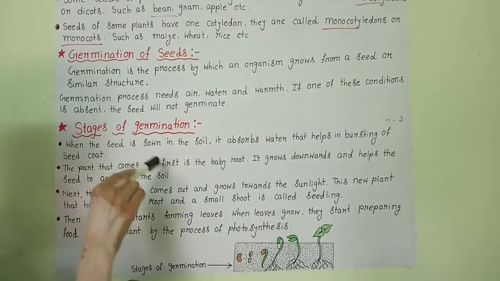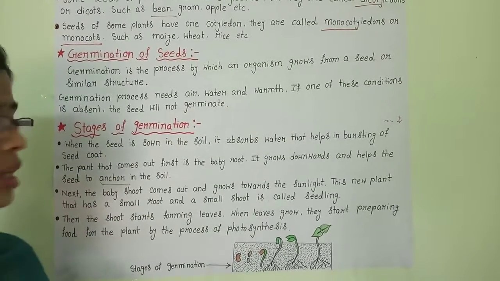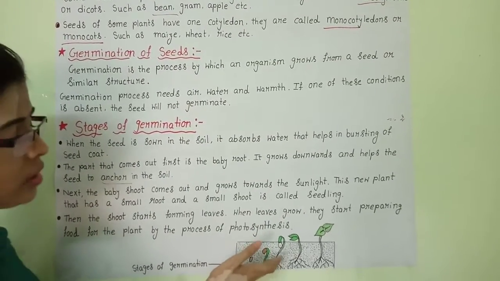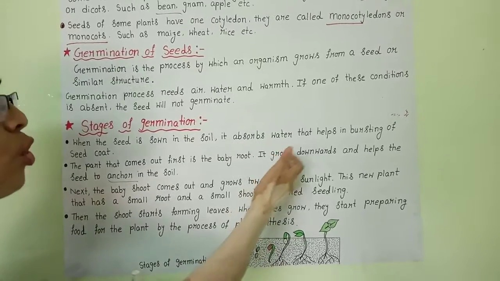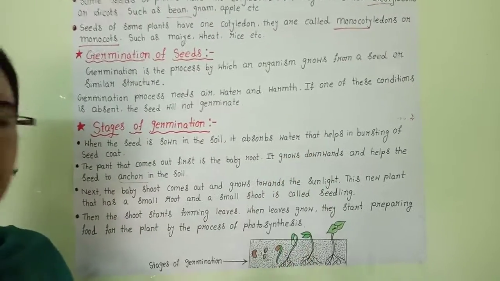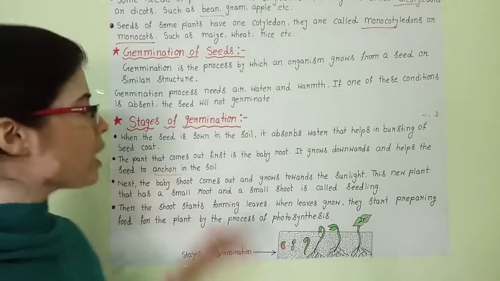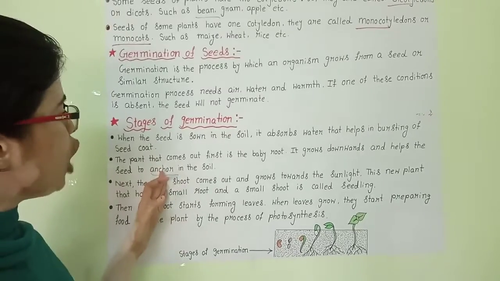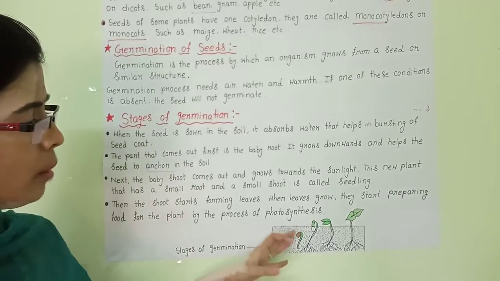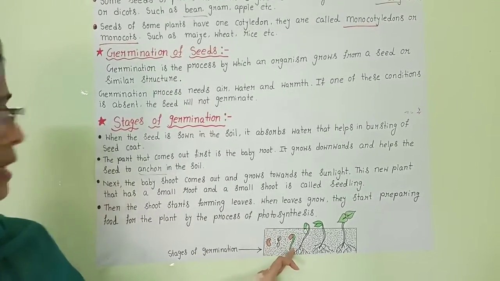The part that comes out first is called the baby root. That means which part comes first? The root part comes first. It grows downward. Downward means under the soil, and it helps the seed to anchor in the soil. What is the meaning of anchor? Anchor in the soil means to hold the root properly and firmly in the soil.